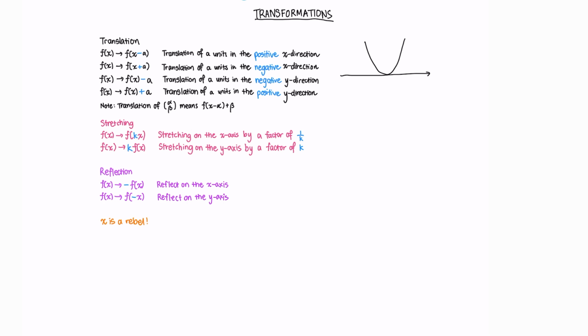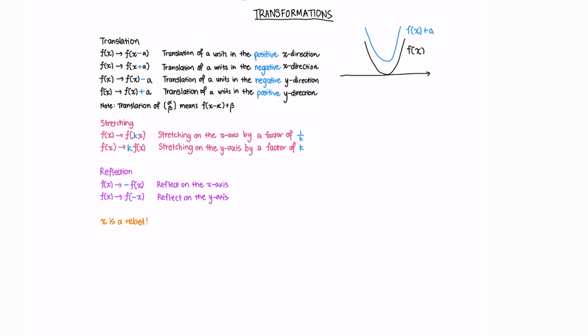So let's start off first with the translations in the y direction. Please refer to these two over here. So let's say we have the graph of f(x) over here on the right. If we want a translation of a units in the positive y direction, this means that we have to do f(x) + a. So what we're doing here is shifting all the points upwards by a. So a point over here, let's say (0, 4), will actually become (0, 4 + a).